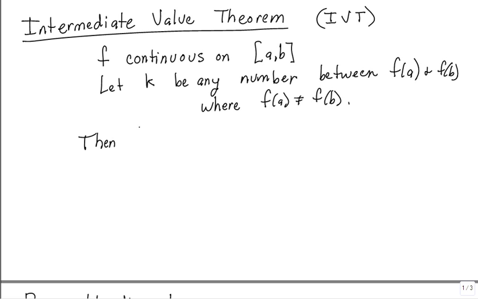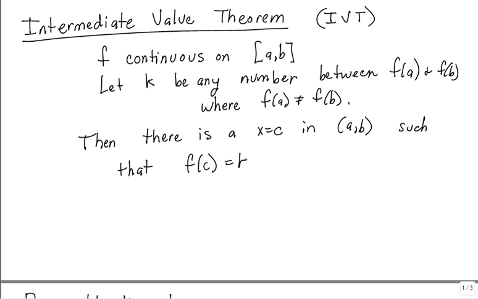Then there is a c, and the x equals c. C is the x value, in the open interval AB, such that f of c equals k. So this just tells you that there's a function value for every x in that interval if the function's continuous. And that should make sense. Let me draw you a picture. It says there's a function value for every x in the interval.